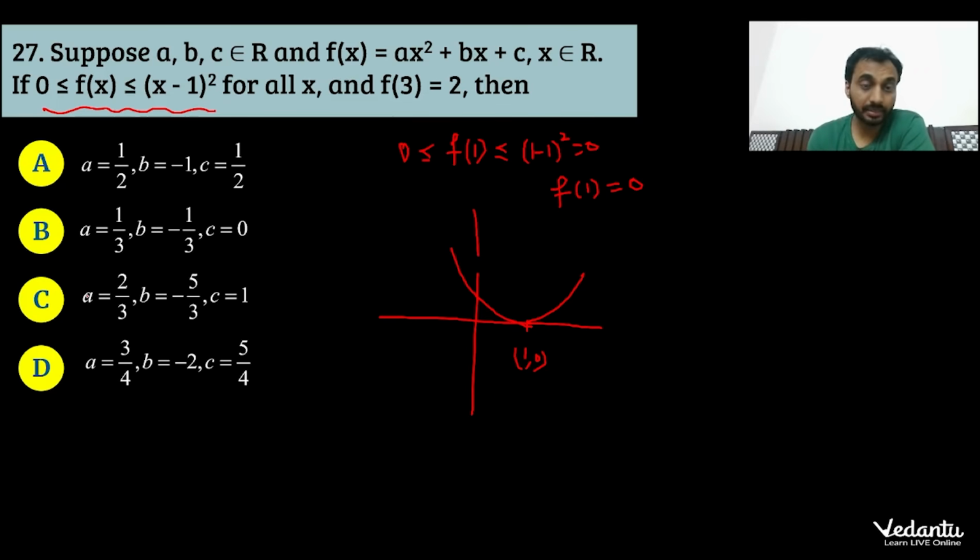So it means x is equal to 1 is the vertex of the graph. Or we can say x is equal to 1 is a repeated root, no?